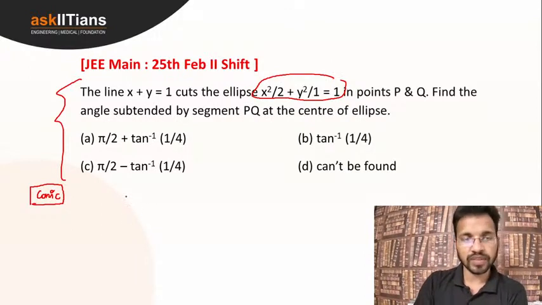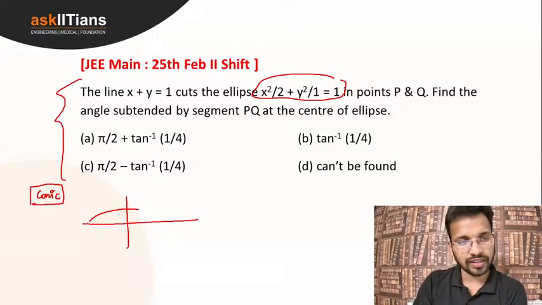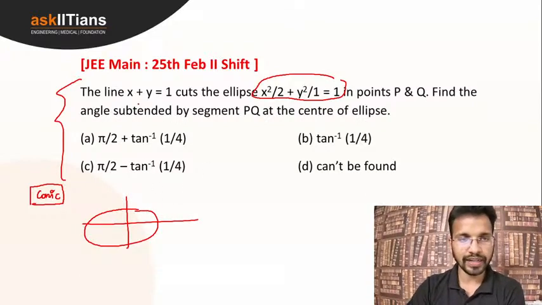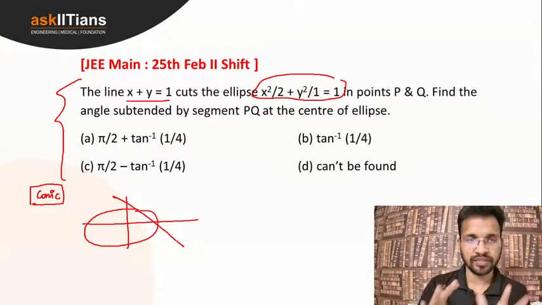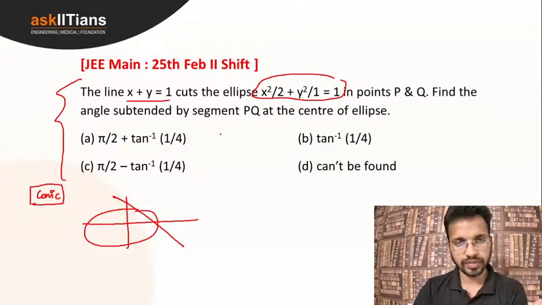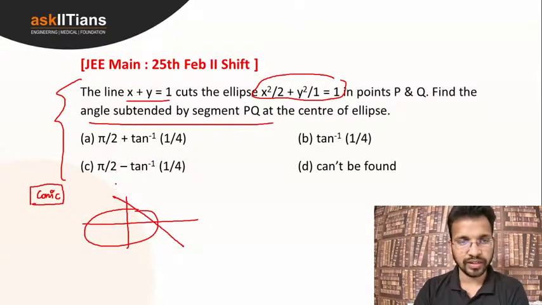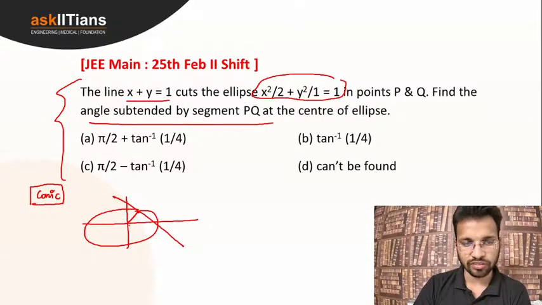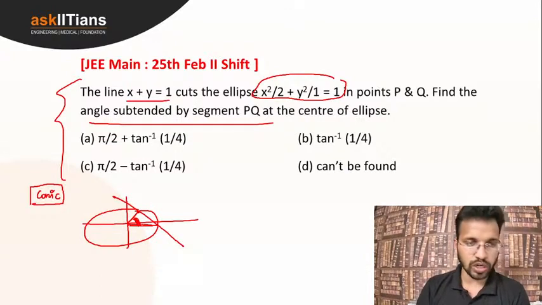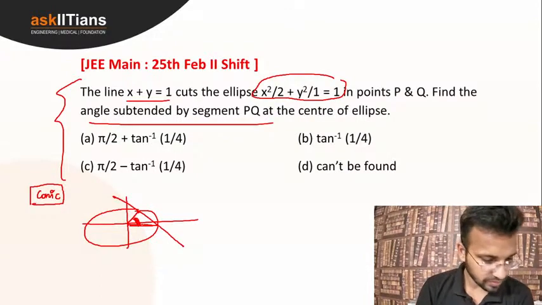Now in this one, it's given to us that this is the ellipse, right? And this line, I'm not drawing the exact diagram, it's just a rough diagram, you can say. So it cuts, find the angle subtended. So can anyone guess which question is this actually? This angle is asked. Can anyone guess what concept we are going to use here?